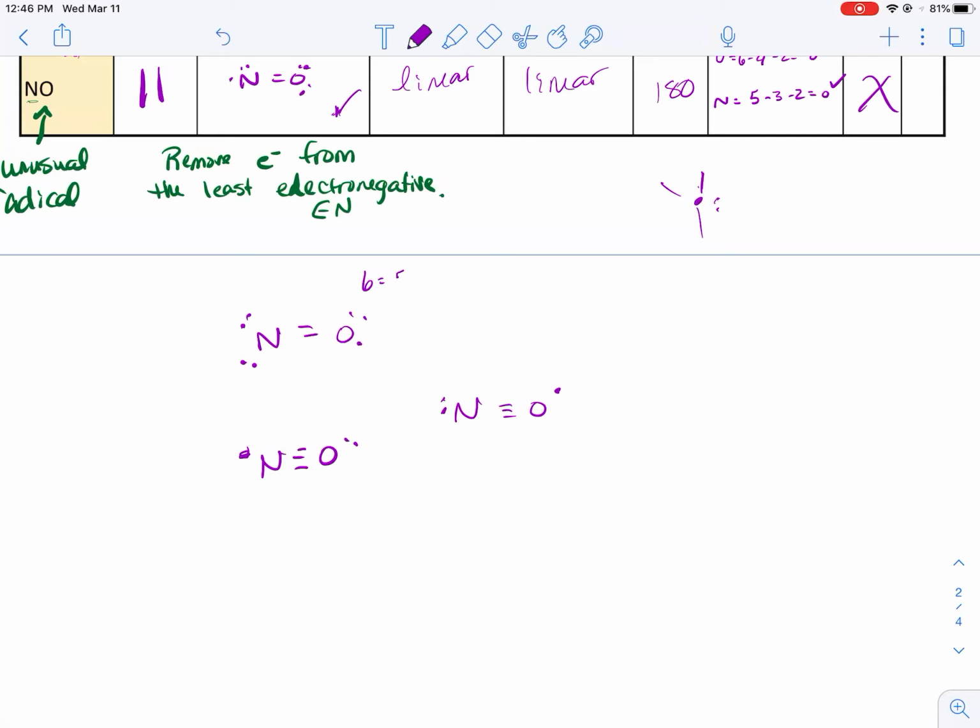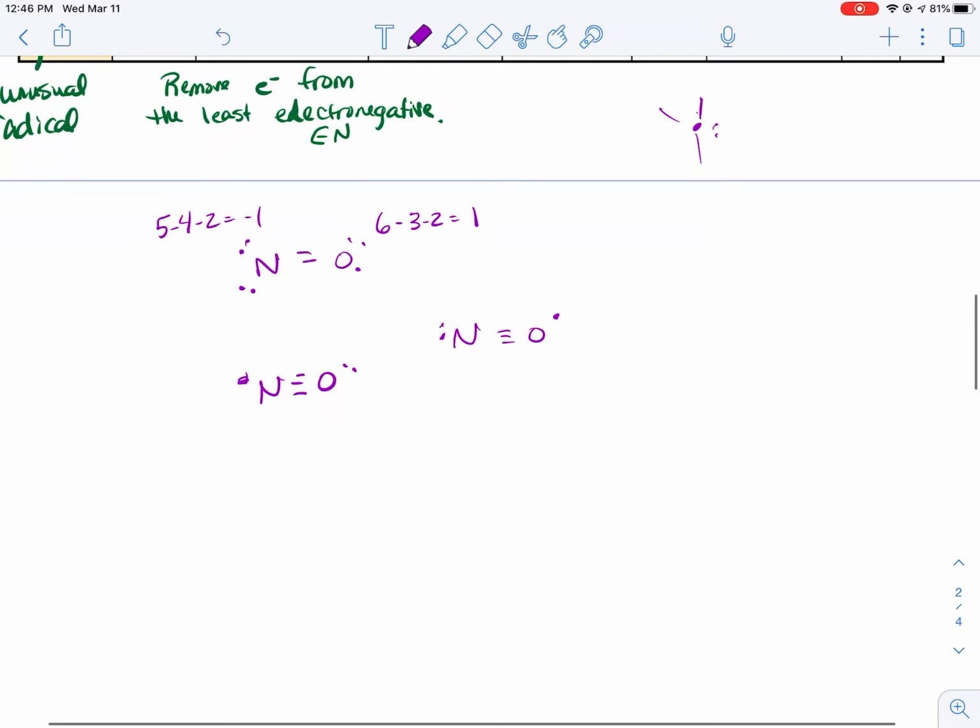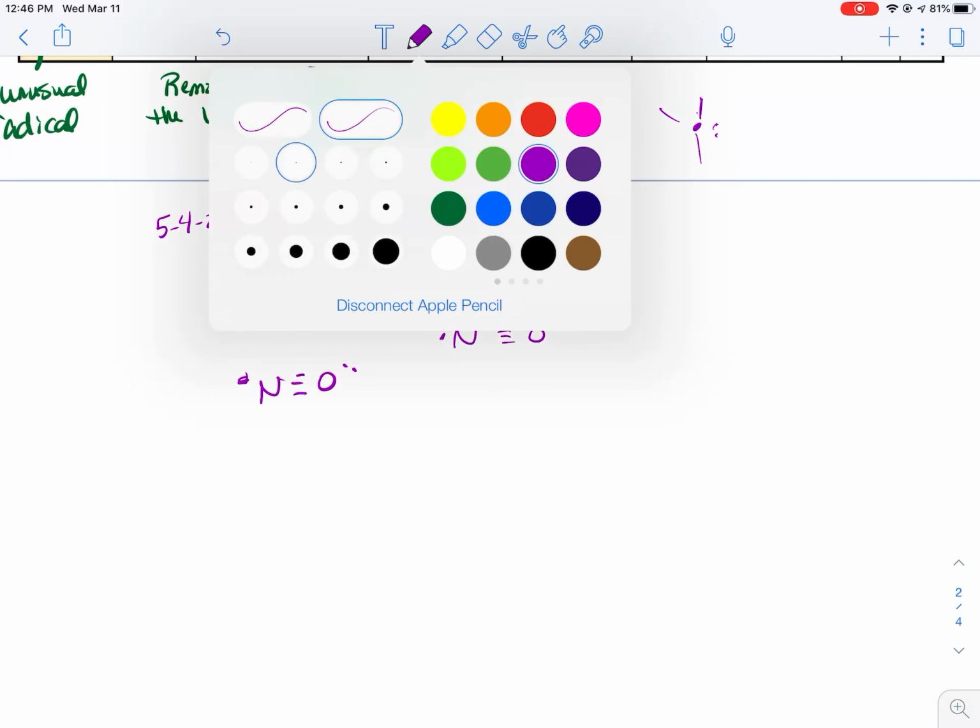So we'll try this one right here. So this oxygen is 6, minus 5 dots, minus 2 bonds. 6. Sorry, I'm thinking too far ahead here. Can't write and talk. So 6 minus 3 dots minus 2 bonds gives us 1. And this is 5 minus 4 dots minus 2 bonds gives us minus 1. So notice now we have a structure where both of them have a charge. So this one right here is still way better.